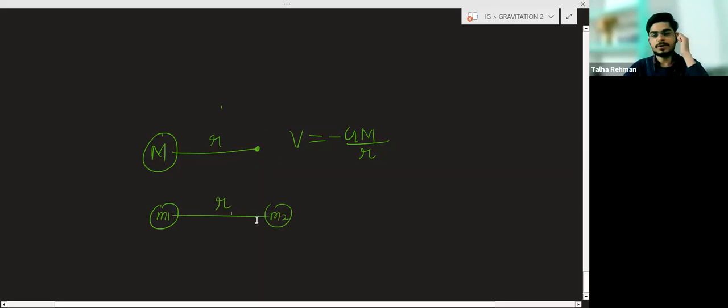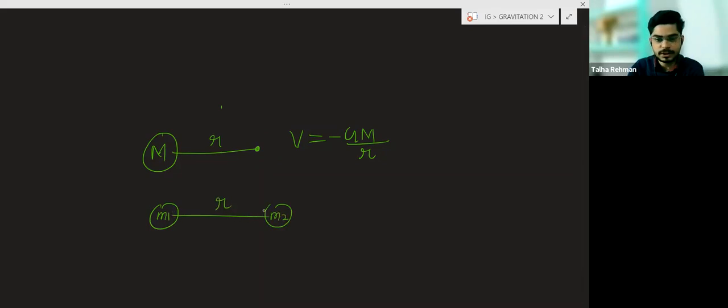What is the gravitational potential energy of a system of two masses? The gravitational potential energy of a system of two masses is given by minus G m1 m2 divided by r.